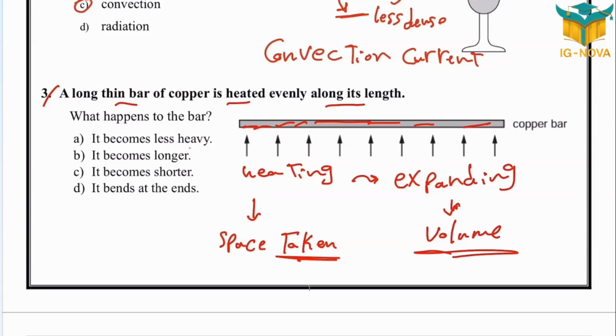For option E, it becomes less heavy. It's about the mass. The mass doesn't change because mass depends on the amount of matter, the amount of molecules. They don't change here. For that, it cannot be A. For B, it becomes longer. Yeah, maybe longer because it will expand. So I'm gonna go for B.